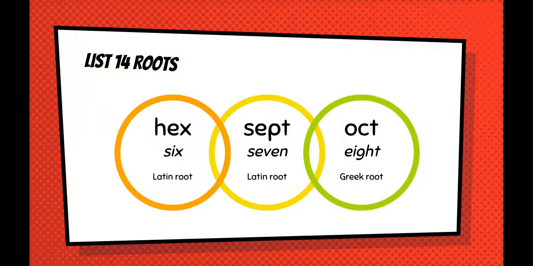So on your homework, under each of the roots, write the meaning, and then in the boxes, draw a picture to help you remember that root. So something to represent that root, something to help you remember it.